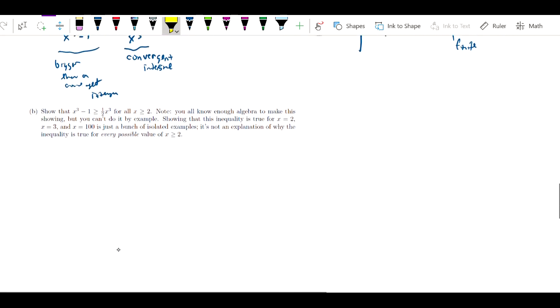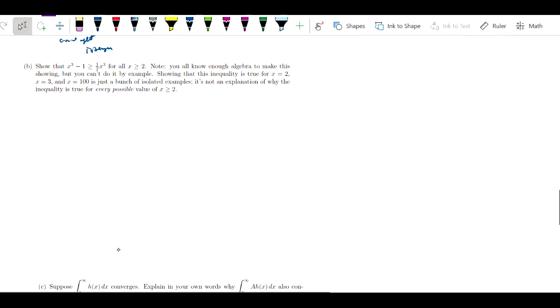Okay, so what we do want to do is try to form a different inequality that will allow us to show convergence. Now, I know some of you will say, well, couldn't we just use the limit comparison test? And the answer is yeah, we could. But I just want to show that you can do it with the direct comparison test. I want to show you how to set up the inequality in a situation that's a little bit complicated. So here we're going to show that x cubed minus 1 is greater than or equal to 1/2 x cubed for all x greater than or equal to 2.